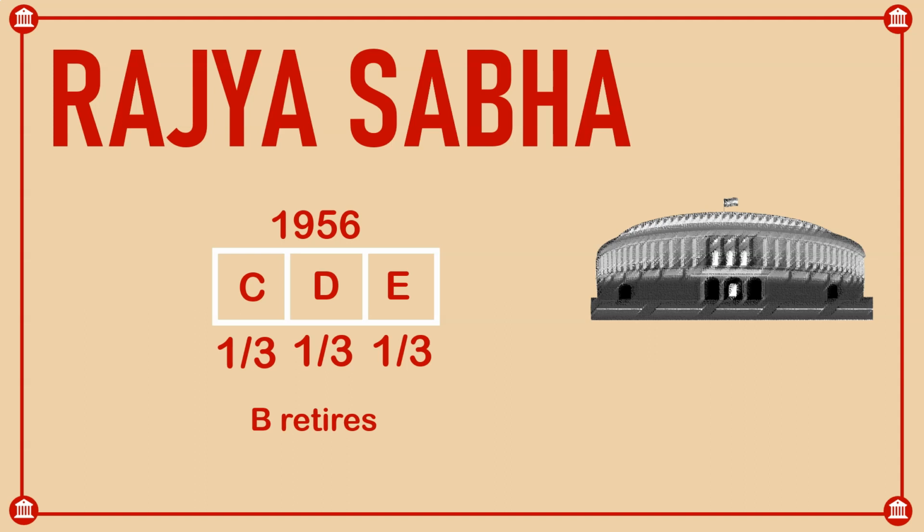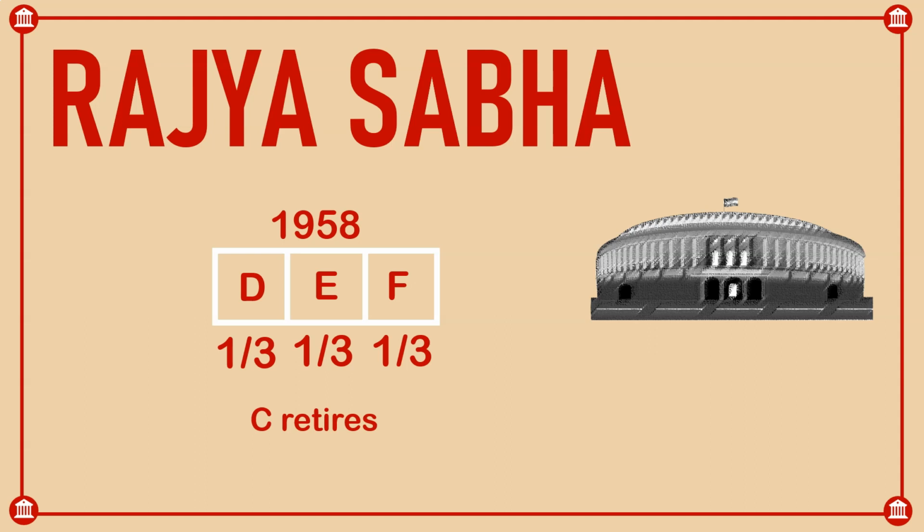Now keep in mind this is just for representative purposes. Usually the 1/3 people that retire, it's completely arbitrary and there's no basis of age or anything like that. So in 1956, C, D, and E were the three groups, or 3 1/3s that formed the Rajya Sabha. And fast forward another 2 years, in 1958, C officially retired. And so now we have a new group, F. So D comprises 1/3, E forms 1/3, and F forms another 1/3.